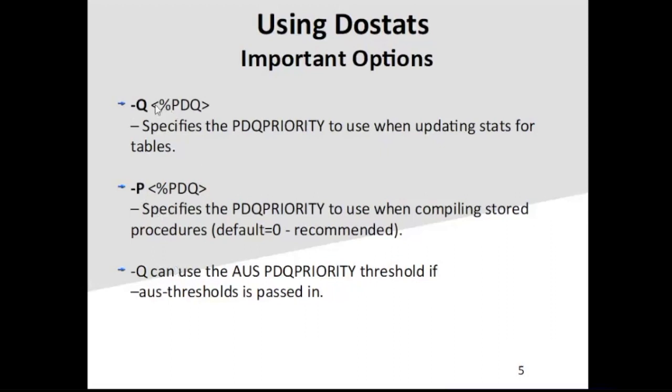Okay. Also, the dash Q will use the AUS PDQ priority threshold that's stored in the sysadmin database if you pass the AUS thresholds option, which we'll talk about a little more later. So you don't have to necessarily pass dash Q or set the environment. If you want to use what AUS uses, just pass the dash AUS dash thresholds.